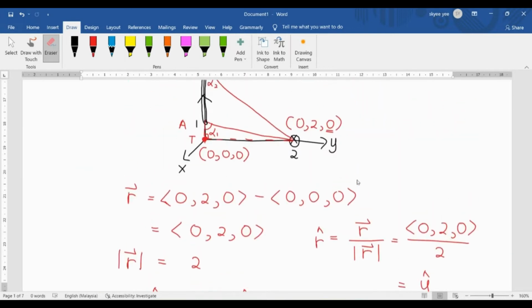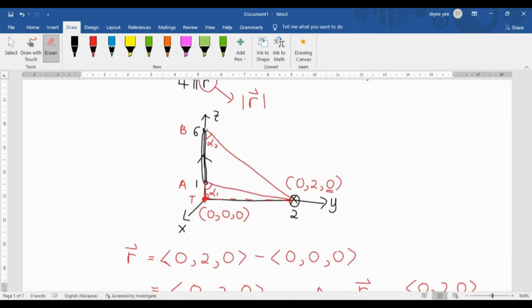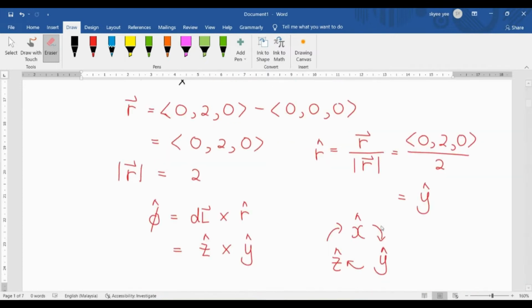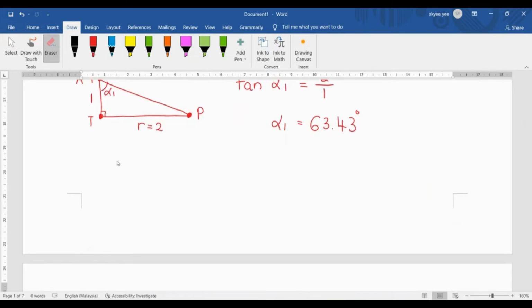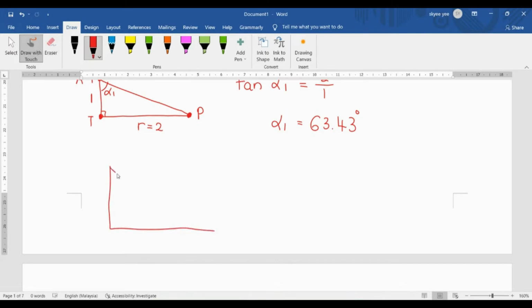Look at the alpha 2. Where is alpha 2? We have to form a triangle, so I am going to draw this triangle for my alpha 2. This is point P, this is point T, and the length over here is 2 units, right? And from here up to point B, the coordinate is 6. So here you have a length of 6. This is your alpha 2.